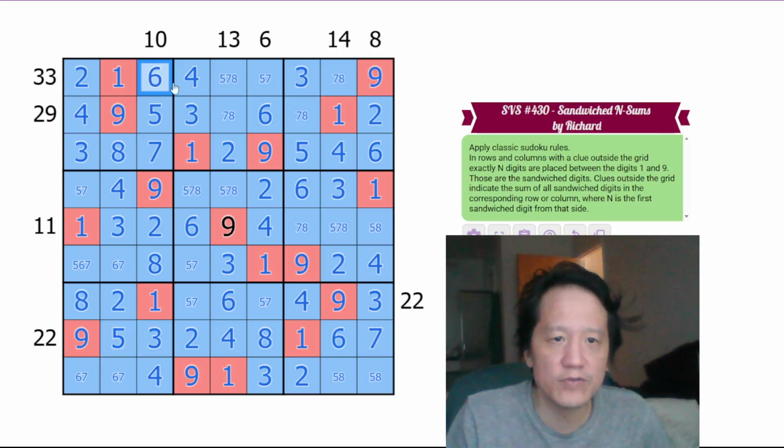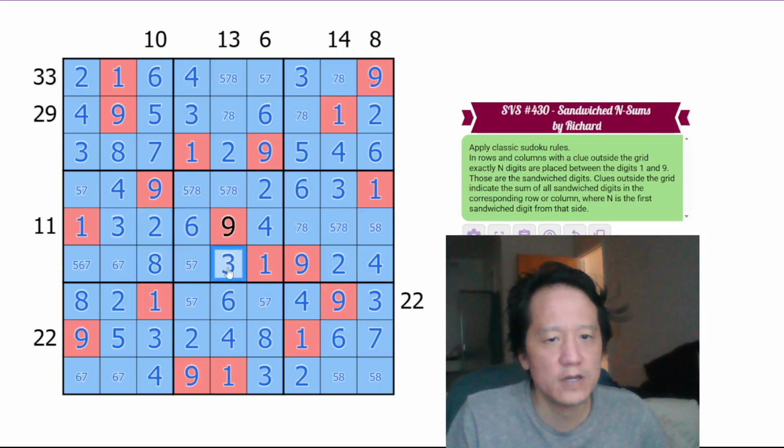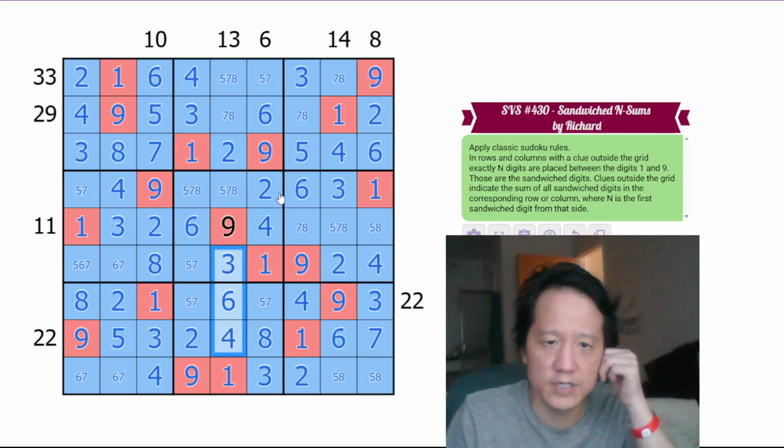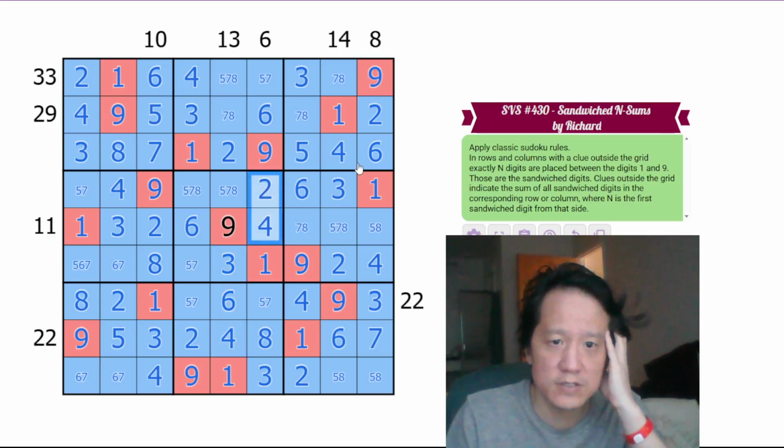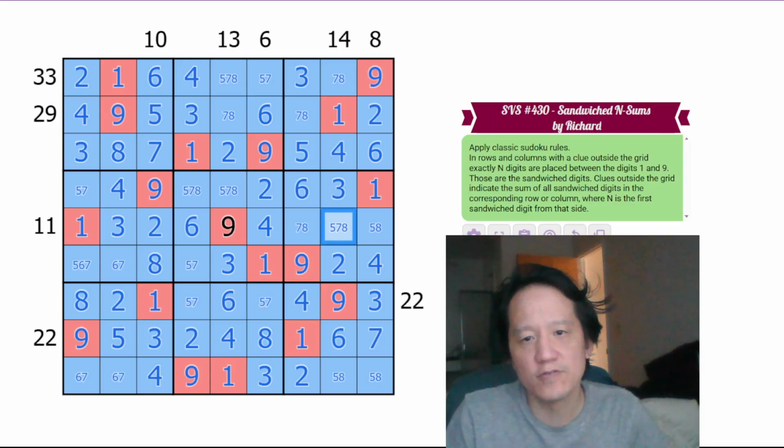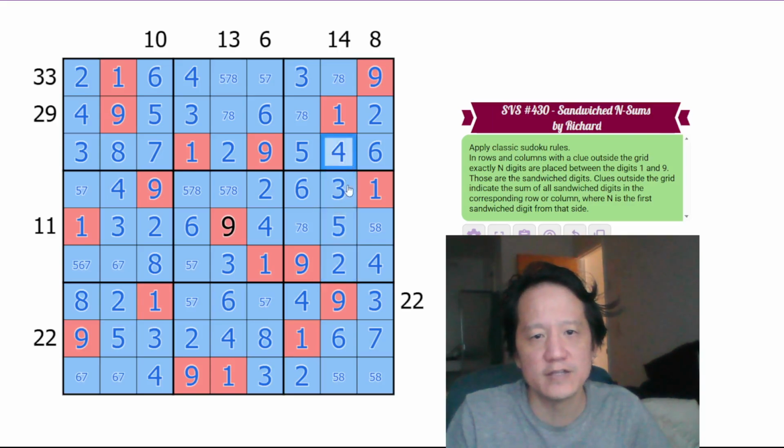Okay, so we have 6 digits going this way, adding up to 33. 5 digits here, adding up to 29. 3 digits here, adding up to 11. 2 digits here, adding up to 10. 3 digits here, adding up to 13. 2 digits here, adding up to 6. This has to be a 5, because 2, 3, 4, 5 adds up to 14. Therefore, this can't be 5.